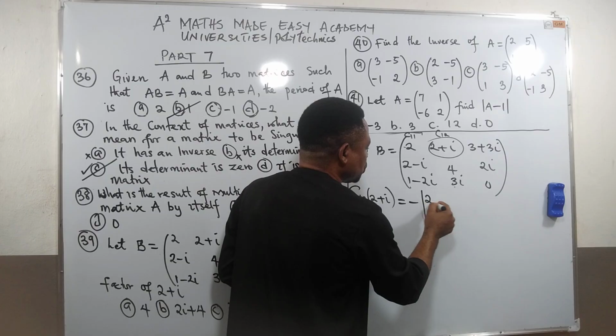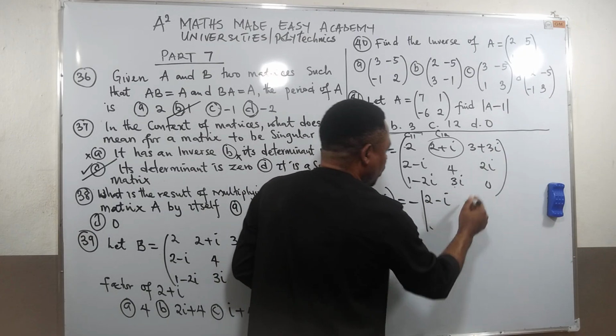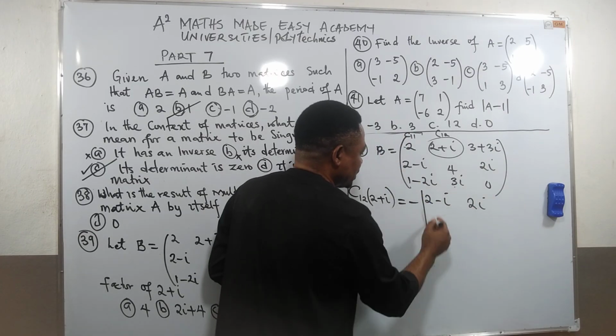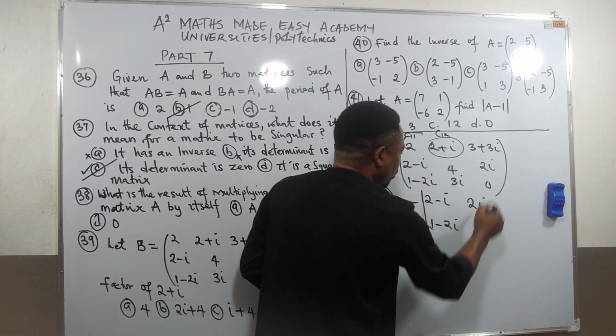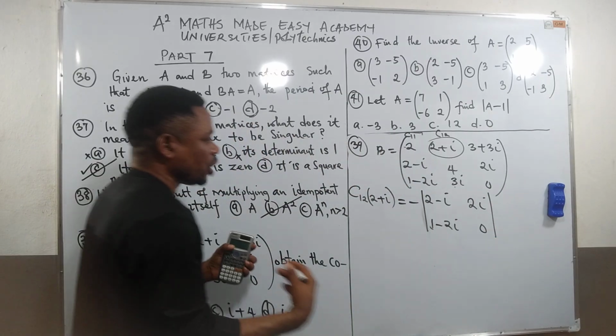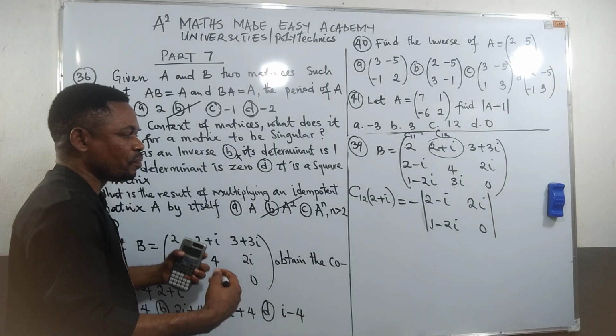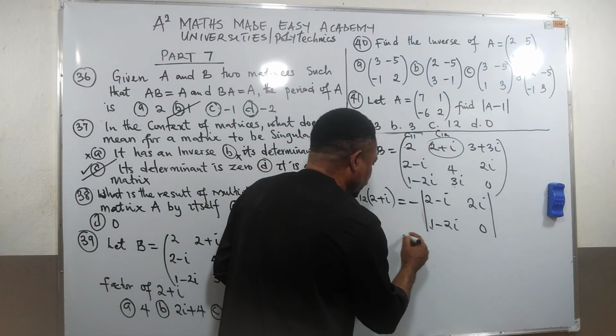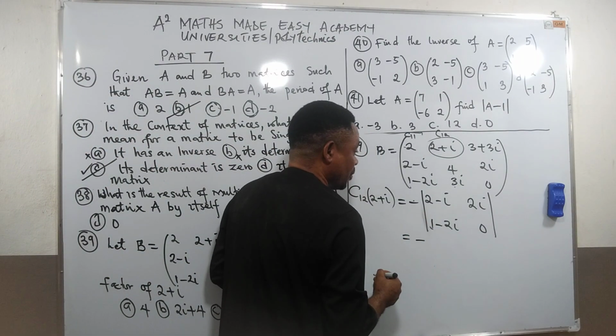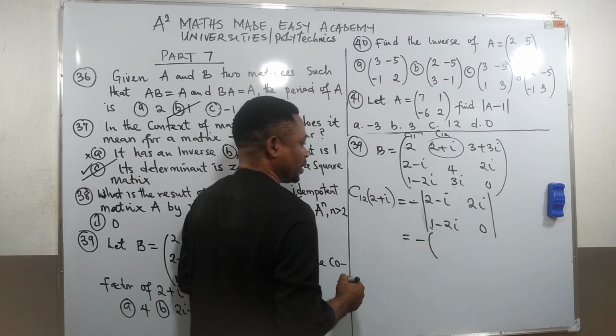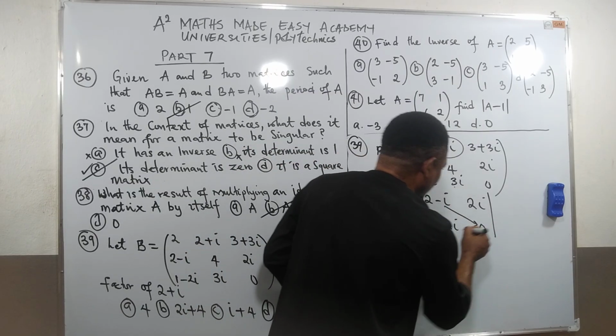It will favor 2 minus I inside, followed by 2I. What is here? 1 minus 2I, followed by 0. It has formed what we call a 2 by 2 determinant. So I will introduce the minus here. Are you with me now? Then open the bracket. Now the law is multiply the first diagonal.